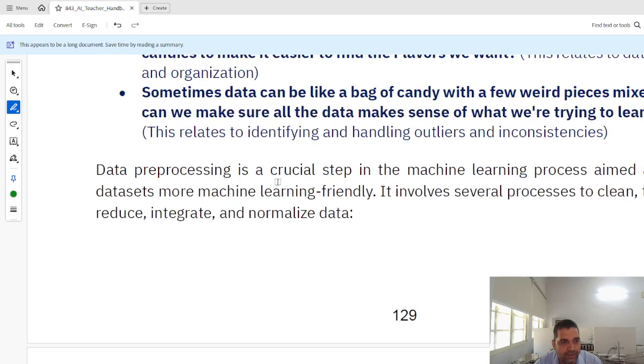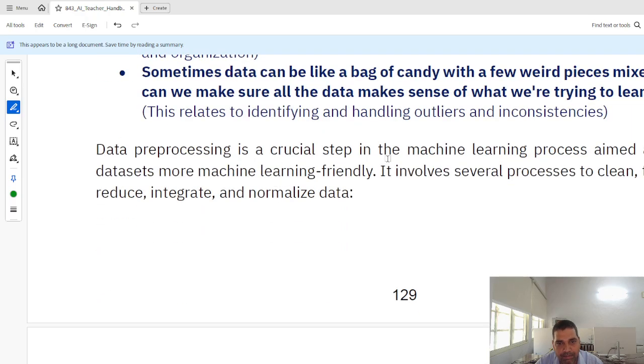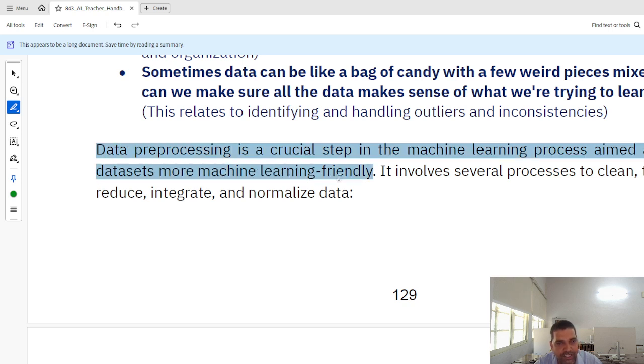Next, students, is data pre-processing. Data pre-processing is a crucial step in the machine learning process aimed at making datasets more machine learning friendly, meaning cleaning of the data, handling all the missing values, and handling all inappropriate values. It involves several processes to clean the data.